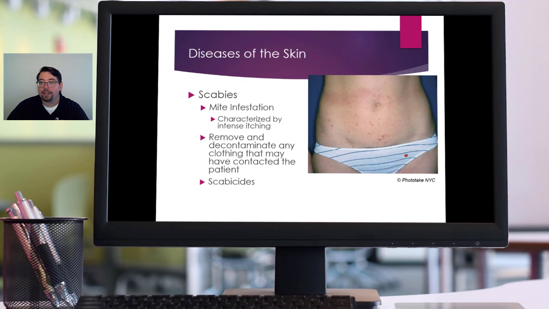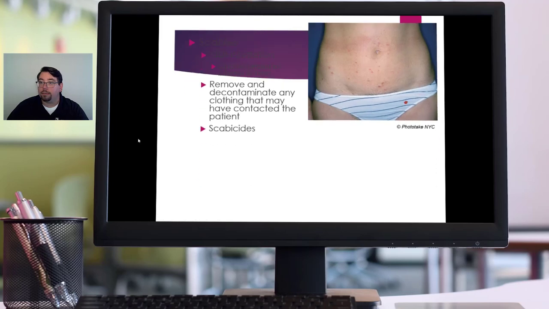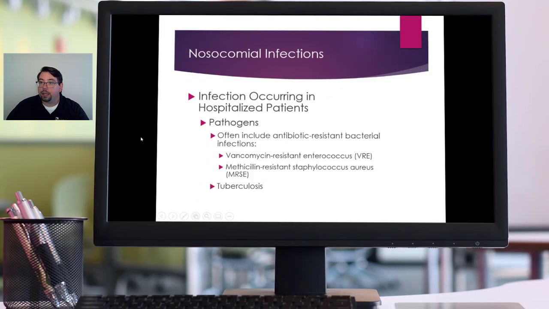Scabies, this is an example of mite infestation characterized by intense itching. We're seeing lots of sores all over the body, little bite marks. These are things that can be spread by contaminated clothing or anyone that they've come in contact with that had scabies. There are also scabicides, which are going to help you control it.